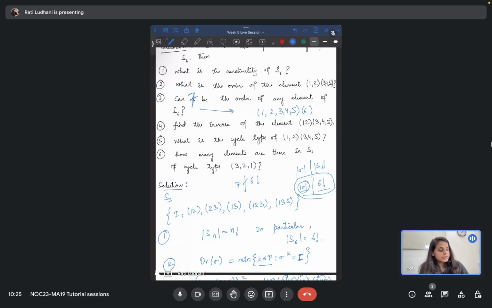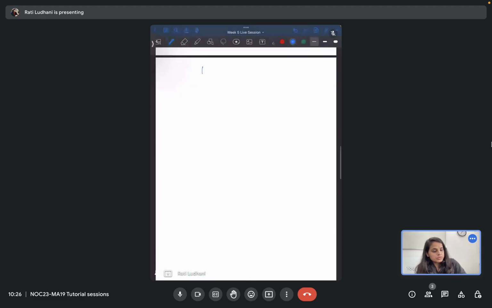What is the inverse of this element, 1 2 3 4 5? Okay, so you have this 1 comma 2 3 4 5. So what will be the inverse of this element?